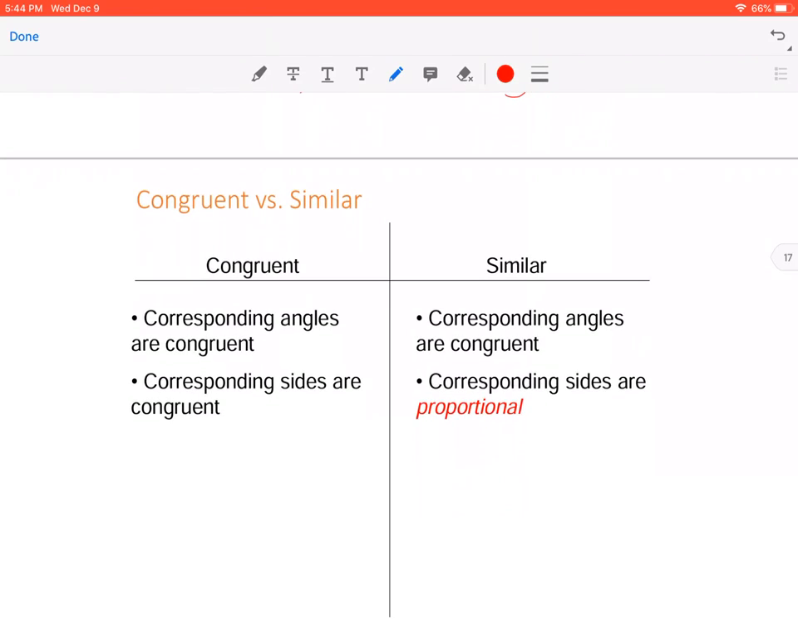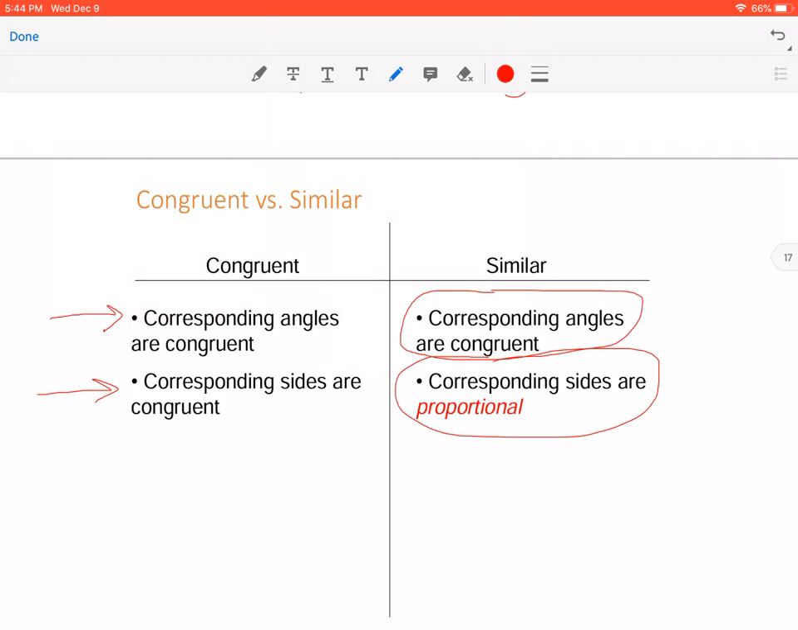If shapes were congruent, it could be triangles, rectangles, whatever, 5-sided figure, 6-sided figure. If they were congruent, all their corresponding angles were congruent. They were exactly the same, and their sides were the same. If they are similar, the angles are still the same. So the angles are congruent. That doesn't change. The sides now become proportional.